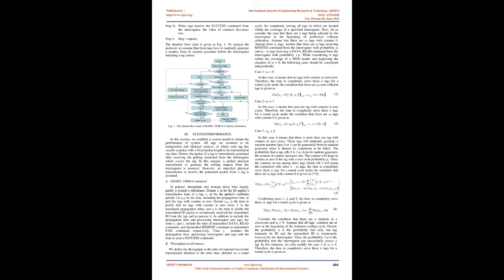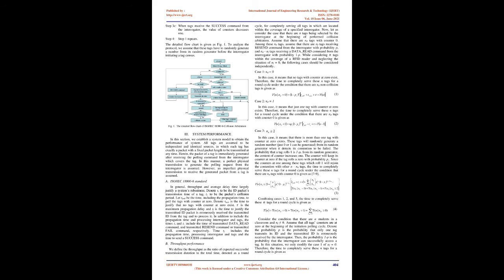A. ISO/IEC 18000 standard. In general, throughput and average delay time largely justify a system's robustness. Denote Ts to be the ID packet's transmission time of a tag, Tc to be the packet's collision period. Let Tpol be the time, including the propagation time, to poll the tags with counter at 0. Denote Tmax is the time to justify that no tags with counter at 0 exist, that is the maximum propagation delay, and Tf is the time to justify the transmitted ID packet is erroneously received from the tag and to process it. In addition to the propagation time and processing of interrogator and tags, the times Ts and Tc include the time of transmitted data_read command, and transmitted resend command or transmitted fail command, respectively. Time Tf includes the propagation time, processing of interrogator and tags, and the time to send a success command.